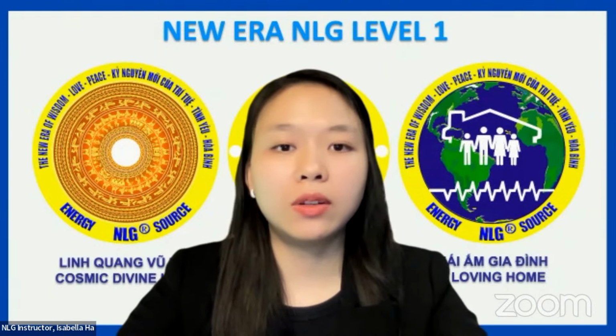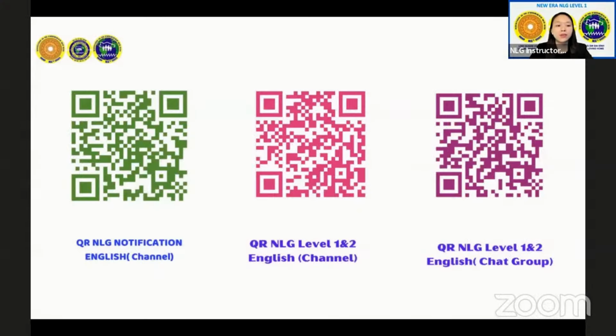Now this QR code, you can use it to access our Telegram groups. The first one here on the left-hand side is the general channel. In the middle, you have the level 1 and 2 channels. Level 1 and 2, we group them together. And the third one is the chat group. This is actually where you can ask your question.